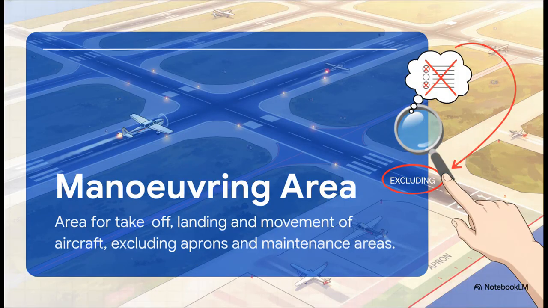Okay, so let's see how this builds into our first major subzone, the maneuvering area. The official definition states it's the part of an aerodrome provided for the takeoff and landing of aircraft and for the movement of aircraft on the surface. But here is the critical part for your exam. It strictly excludes any aprons and maintenance areas. You really need to remember that word, excluding. Examiners love, and I mean literally love, to try and trick you by slipping the apron into a multiple choice option for the maneuvering area. Don't fall for it. The maneuvering area is the active zone, period.